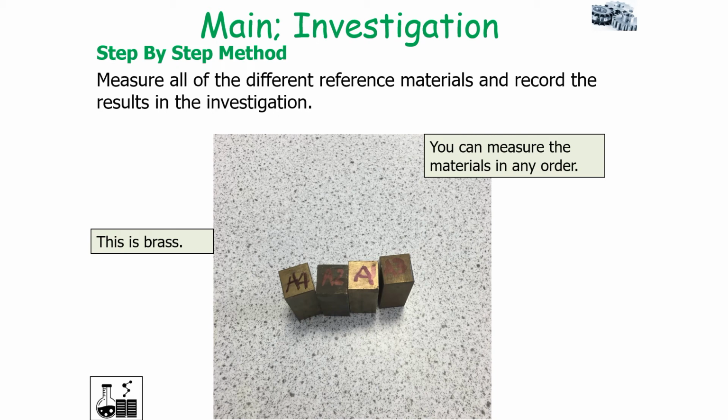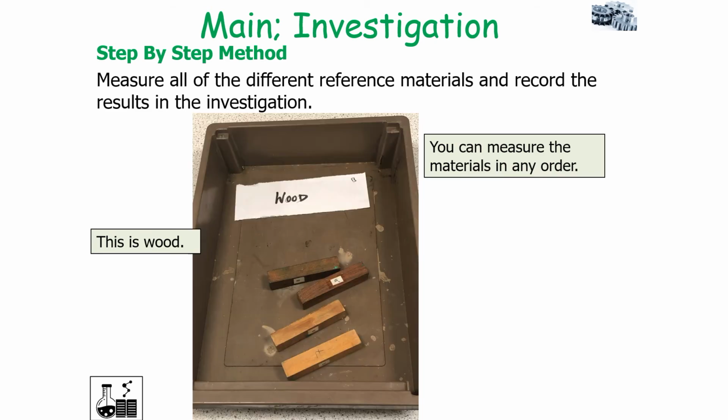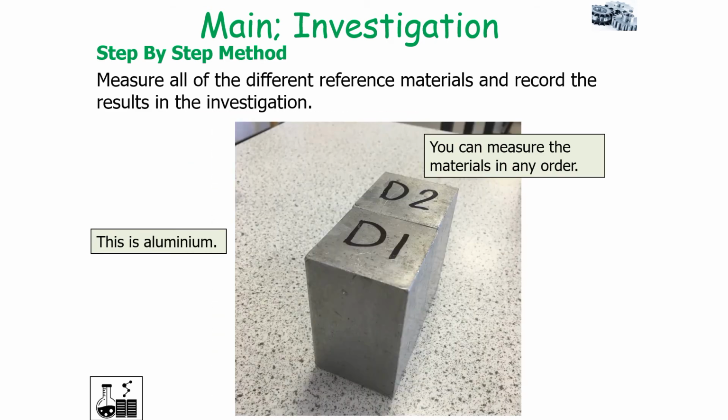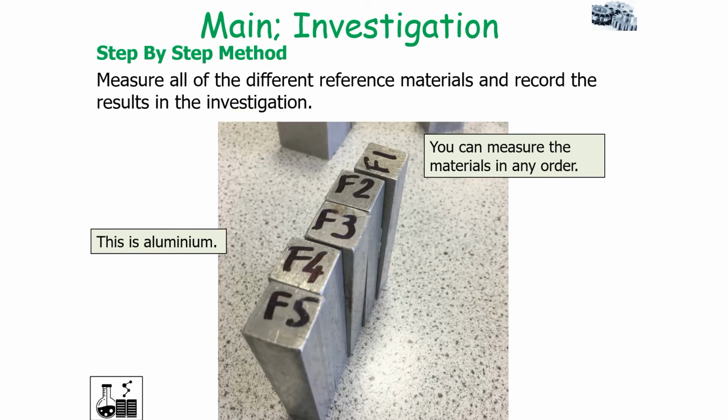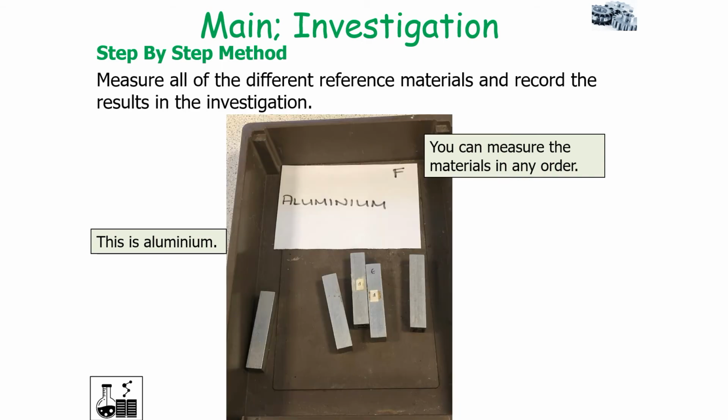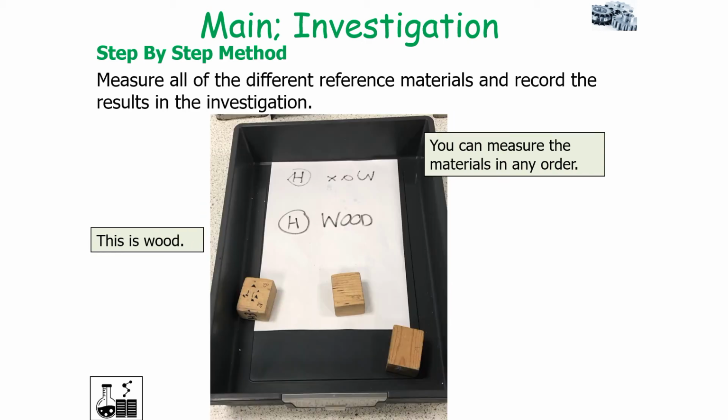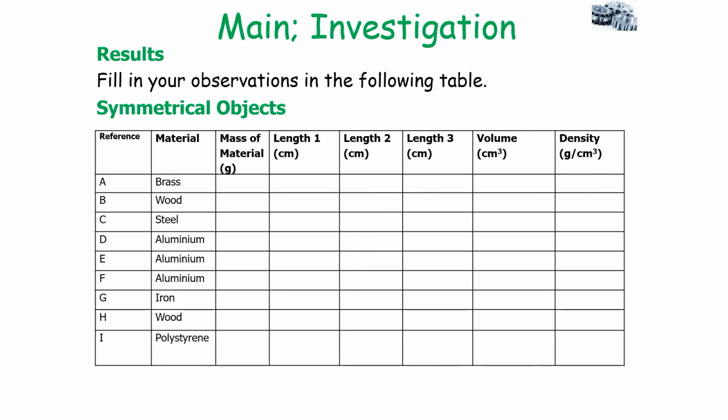Now, you'd measure all the different reference materials and record the results of the investigation. So you would have to look at brass here, wood here, steel, aluminium. Now note, aluminium comes in many different shapes and sizes, but in theory the density for all aluminium should always be the same. And you've got iron here, wood here, polystyrene here. And then what you can do is you can fill in your observations in the following table.